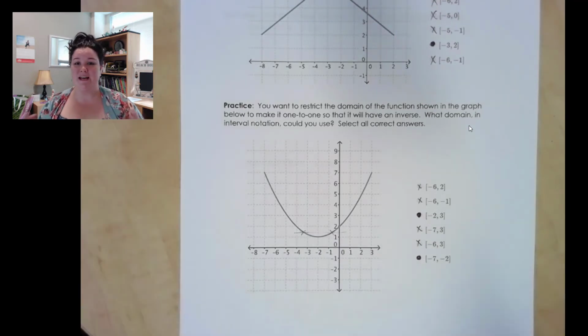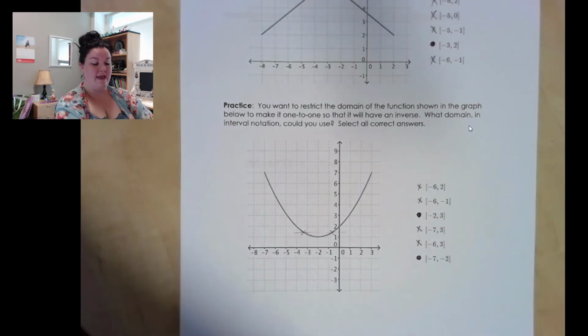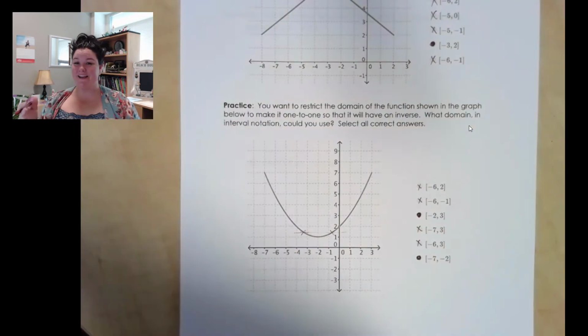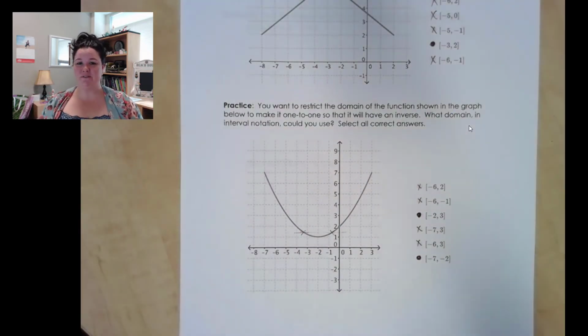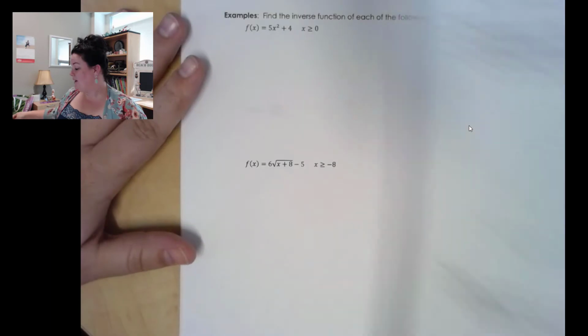If it hits more than one time, it's not one-to-one. It doesn't have an inverse. Okay, all right, so let's go ahead now. We've talked about finding inverse function values off of a graph and off of a table of values. We now understand limiting our domain. So all we have left to talk about is how to solve for these inverses algebraically.